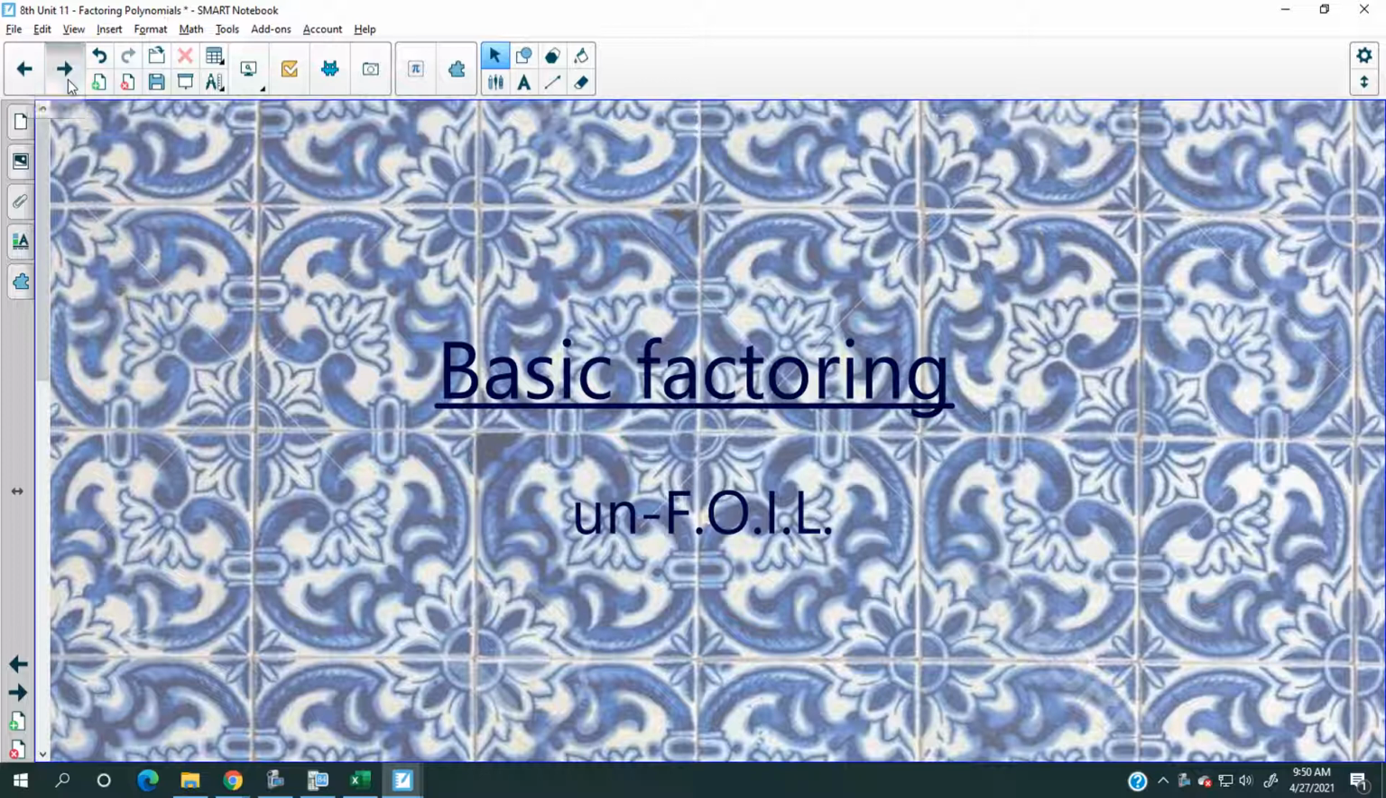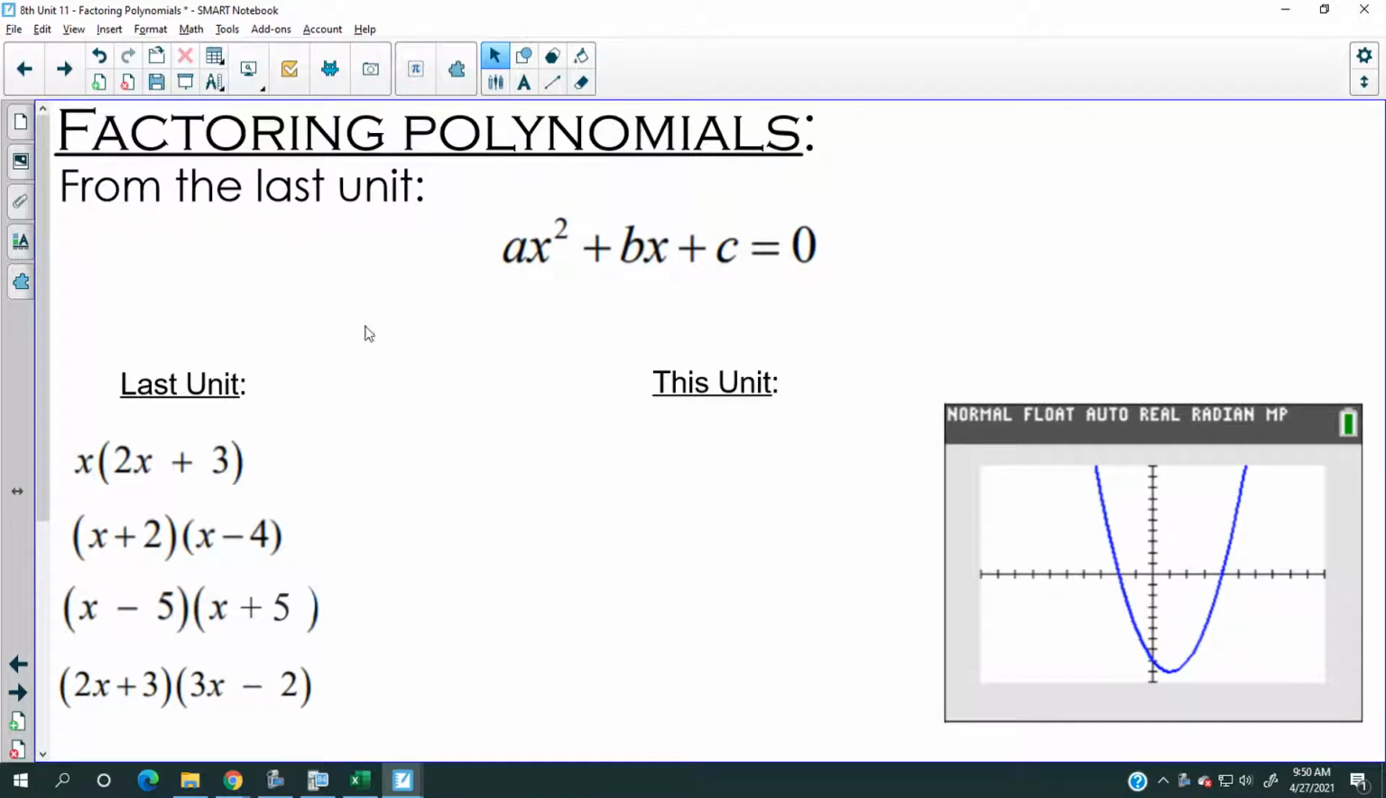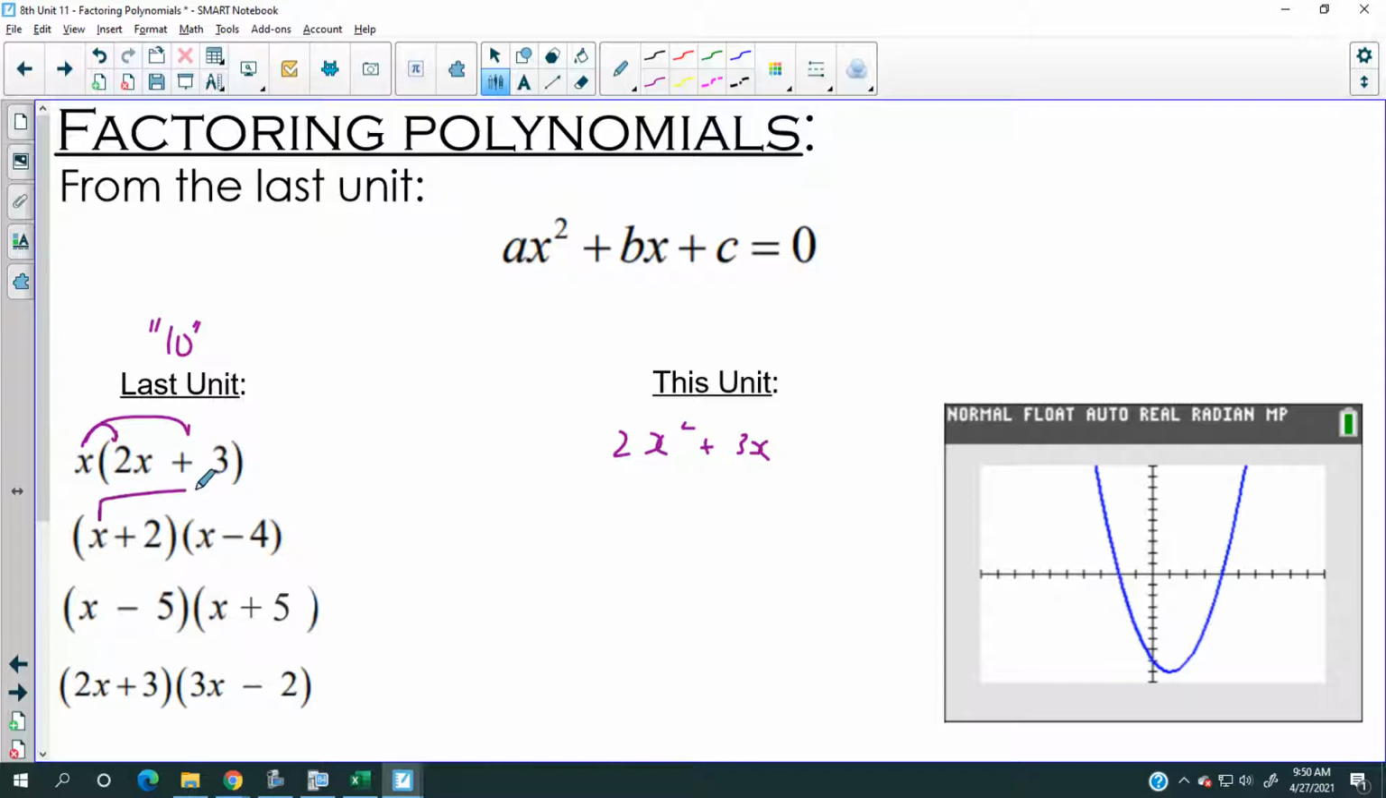All right, so what's factoring? I'm gonna give you an example. In the last unit, unit 10, we were doing things like these: distributive property, multiplying polynomials. So for example, here we got 2x squared plus 3x. And then here we'll do FOIL: first, outside, inside, and last. So we got x squared minus 2x minus 8, so on and so forth. And I'm not going to do the last one, same thing.